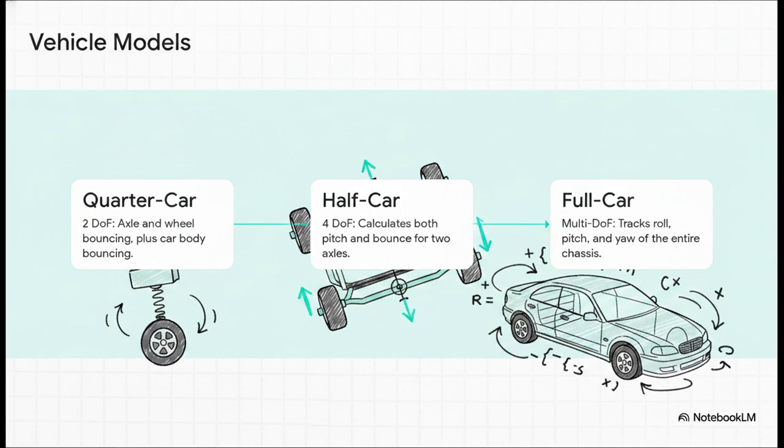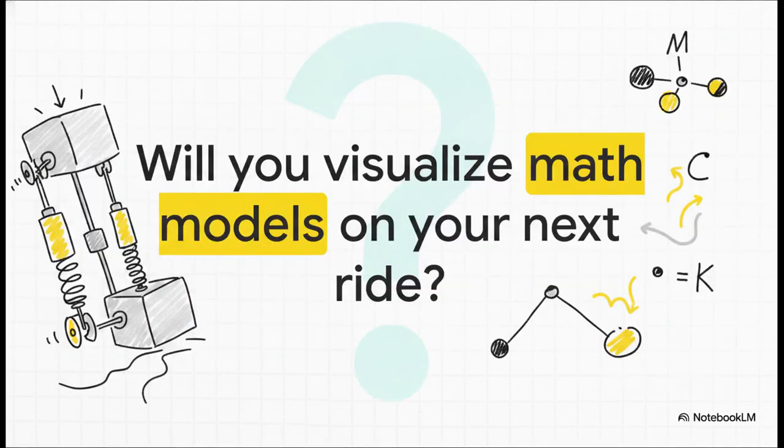But a full car model, that is a massive multi-degree of freedom system requiring incredibly complex coordinate matrices just to track every single roll, pitch, and yaw of the entire chassis. So we've taken the physical reality of a shaking machine and reduced it all the way down to mathematical masses, springs, dampers, and degrees of freedom.